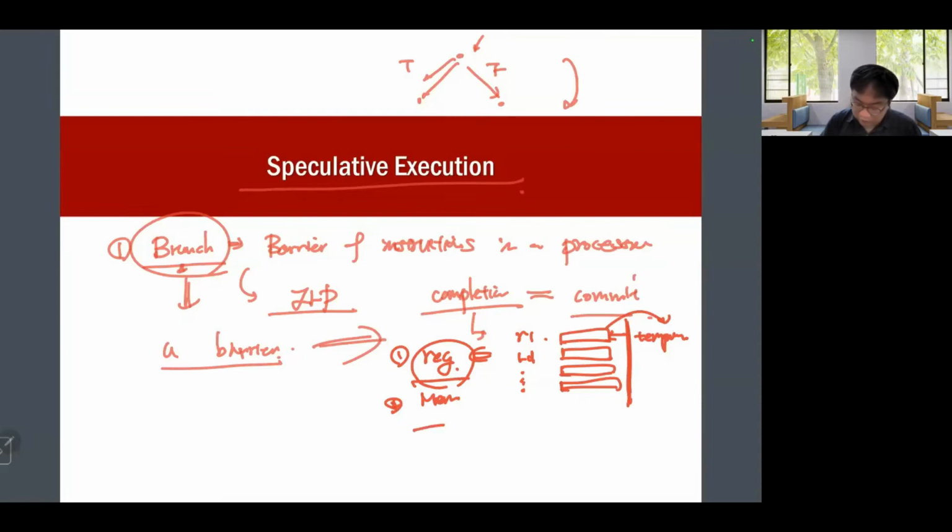Then how about the memory? For the register file, we can make the temporary storage, and the completed data can be stored in this temporary storage. And when the instruction is committed, the result in the temporary storage is reflected to the register file. How about the memory? The memory is updated only by the store instruction. Then how can you solve this case?